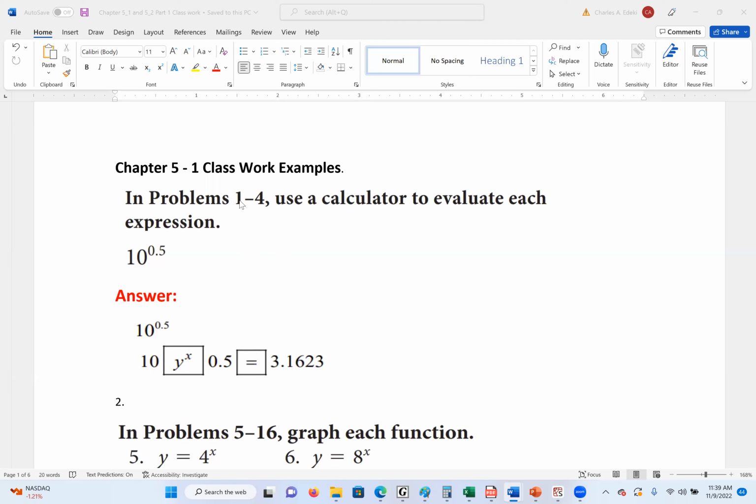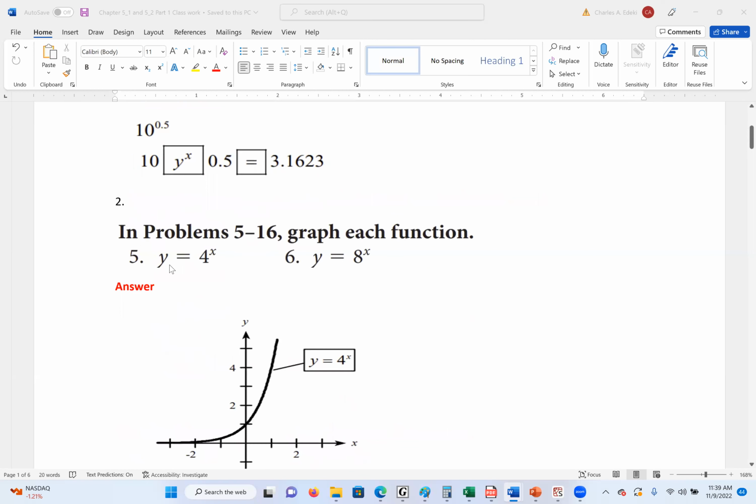I only chose one question out of the 4 questions in the textbook because the steps are the same. Now, with the next questions, we are told to solve the problems from 5 to 16. We need to graph each of the functions. I decided to do only 5 and 6, since 5 to 16 is around 10 or 11 questions.